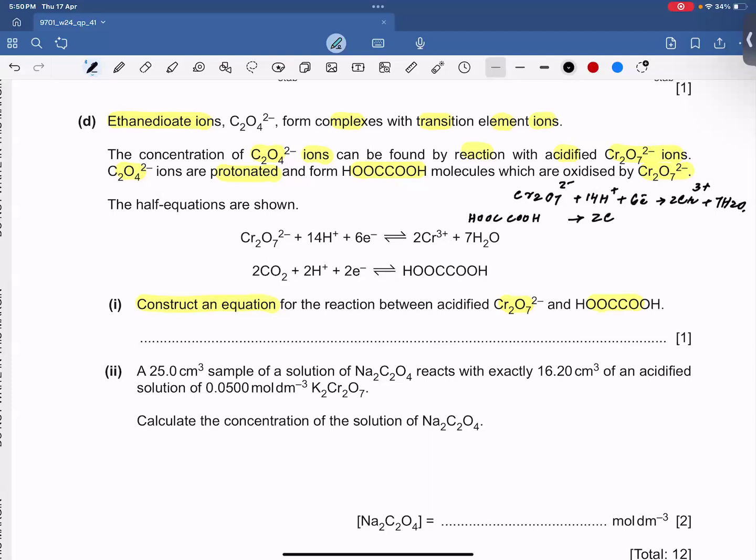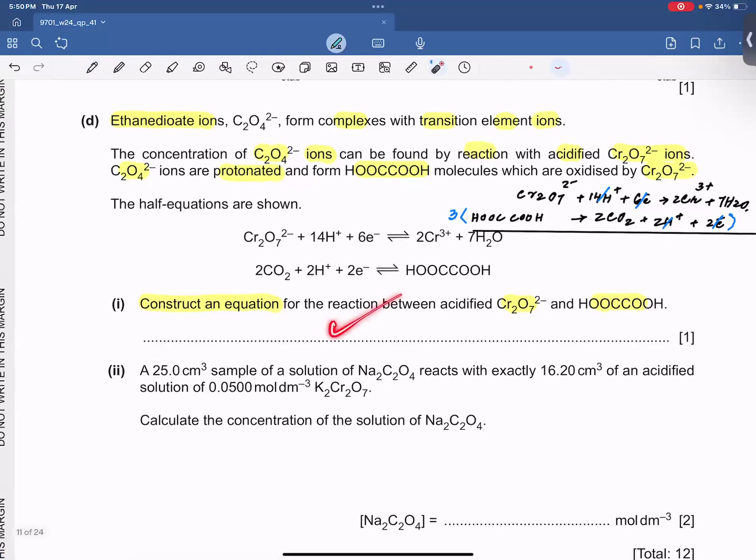When you flip this equation, you will get this equation now. We need to balance the number of electrons, and so we need to multiply this equation by 3. As soon as the number of electrons are balanced, they will cancel out with each other. And obviously, these hydrogen ions can also cancel out with each other. Now I can write the final equation, and obviously I'm going to write the final equation here straight away.